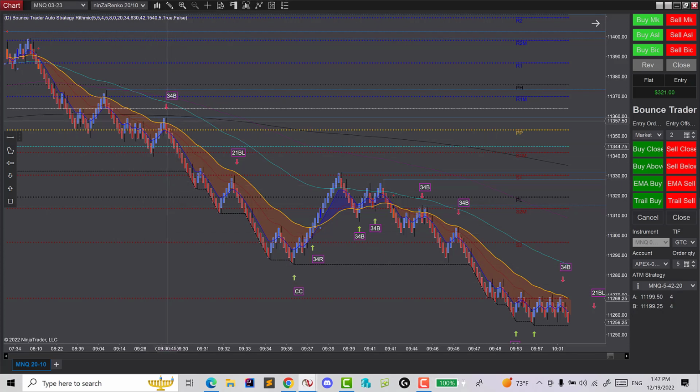So it starts here. We've got a 34B trade. It's a pretty good setup, just an opening, and that's the first trade. This was a 21B trade. It's a 21 bounce and plus level. We have this level here, so it bounced from there.